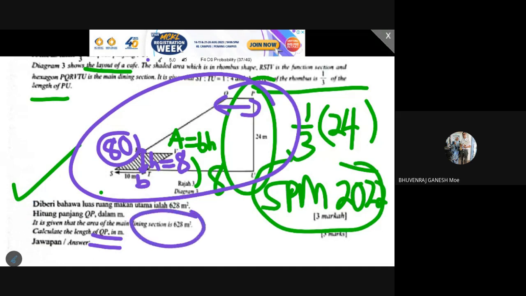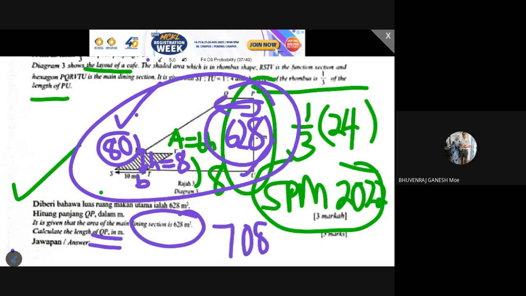One more piece of information the question gives: the area of the main dining section is 628. Is 628 representing the shaded region or the unshaded region? Yes, very good, unshaded. Okay, 628 is over here. So you can already find the area of the whole trapezium: this plus this. 628 plus 80, you will get 708 as your total area.